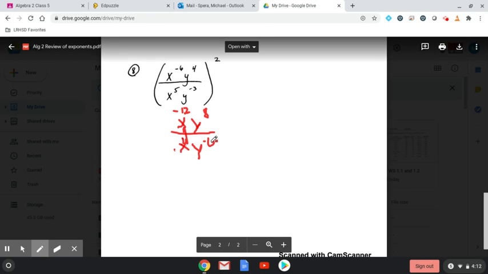Now these negative exponents can't stay. So this negative 6 is going to come up to the top, and when it does, it's just going to be positive 6, and I'm going to combine it with the 8. This negative 12, same deal. It's going to go down on the bottom. It's going to combine with the 10.